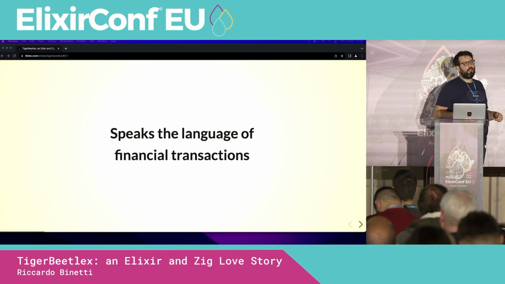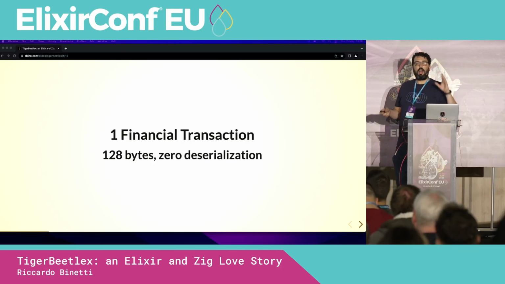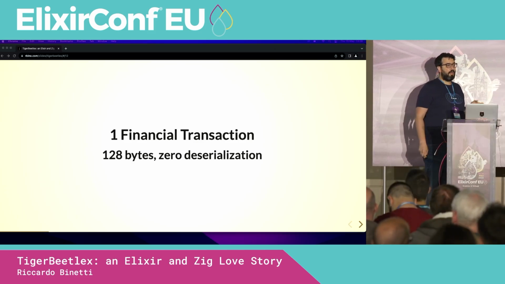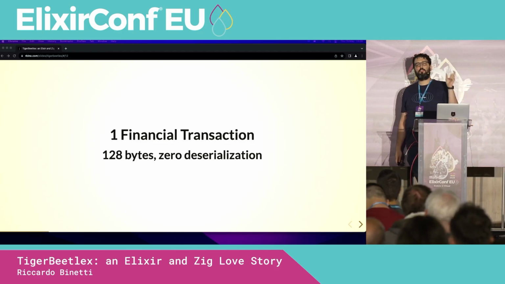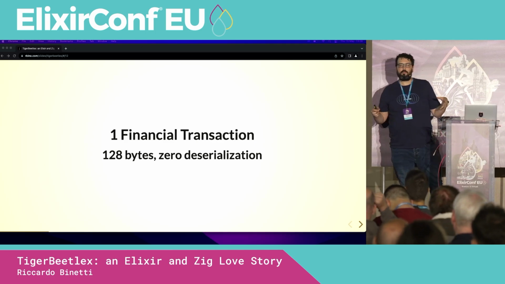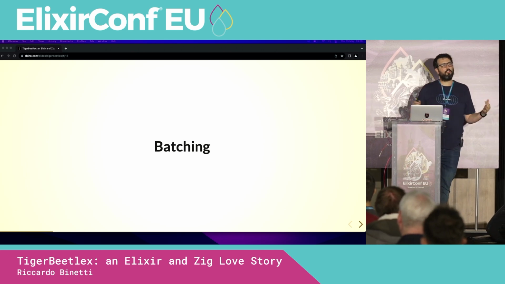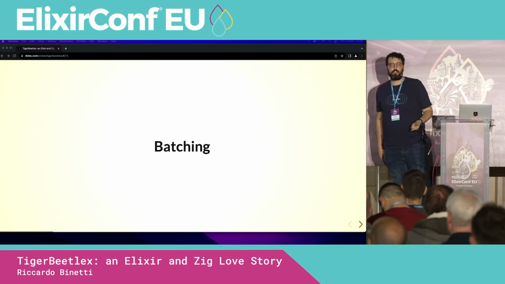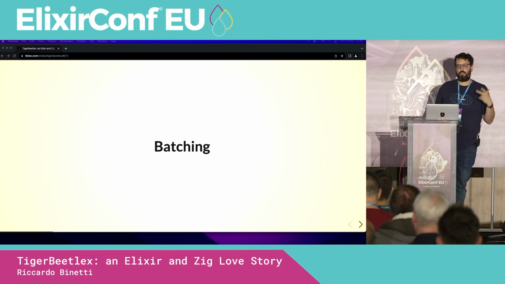So instead of the previous 10 SQL queries, in TigerBeetle, one financial transaction is represented by 128 bytes with 0 serialization and deserialization. So it's just 128 bytes of binary data that goes onto the wire. Now, if one transaction is so small, then why don't we batch a bunch of them? So we are amortizing the network cost, we are amortizing the I/O cost, and we're going to see that we are amortizing also the consensus cost because TigerBeetle is distributed.